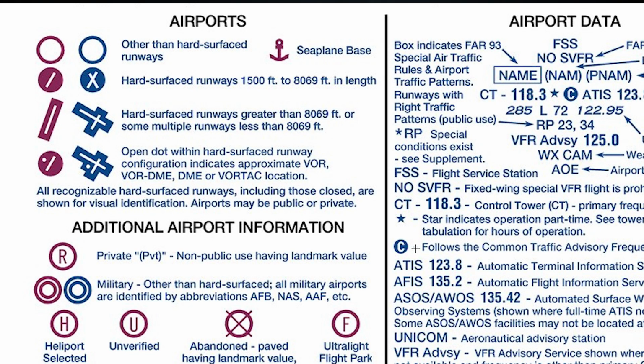Public use airports without a control tower are depicted as a magenta circle or square with the runway layout shown inside, similar to towered airports, but in magenta, indicating no operating control tower. The runway layout is also depicted for airports with significant runways.